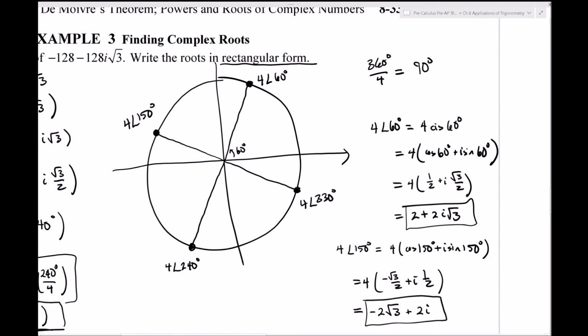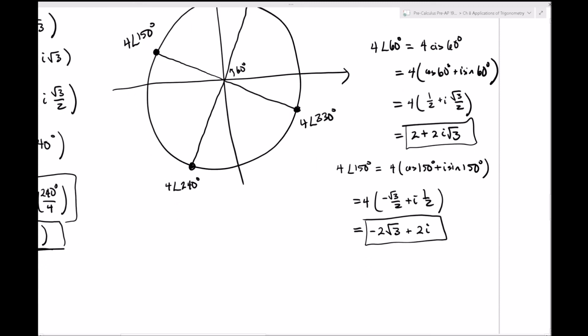Double check. 150 is 30 degrees off of 180, so that's a 30-degree reference angle. So cosine is square root of 3 over 2, sine is 1/2, except cosine is negative because it's in quadrant 2. So yeah, that's fine. You distribute the 4, and yeah, that looks fine. So those are 2. Let's do 2 more.